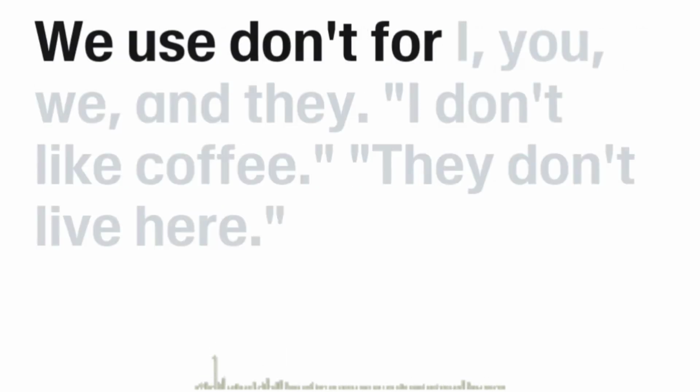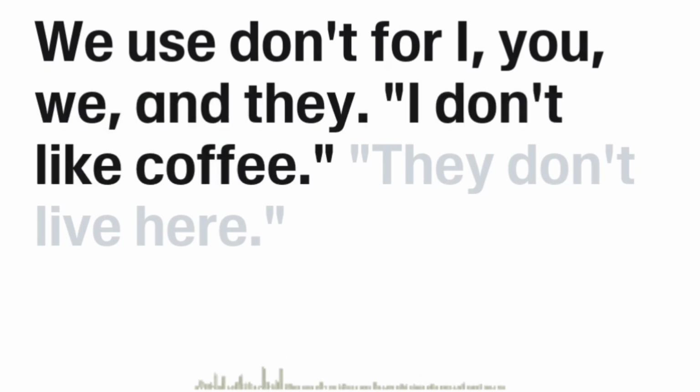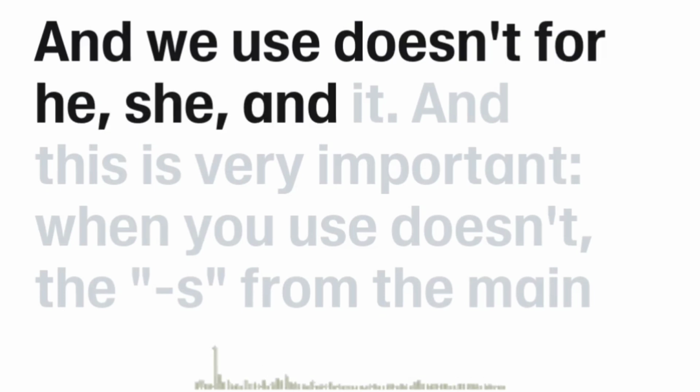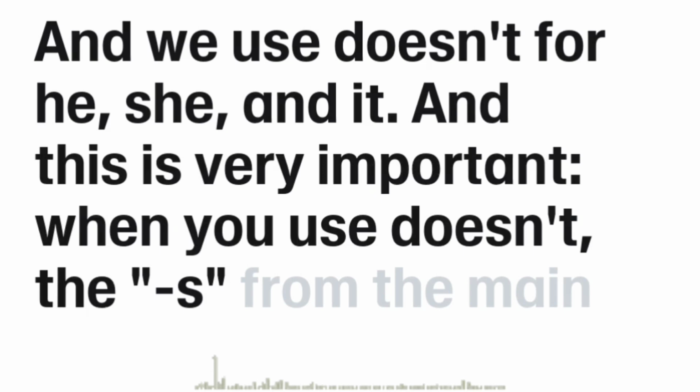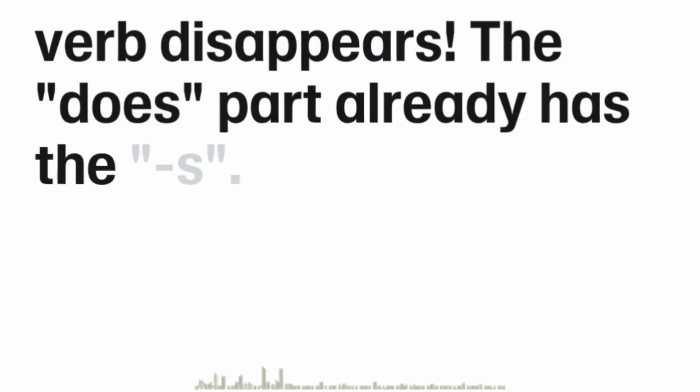We use don't for I, you, we, and they. I don't like coffee. They don't live here. And we use doesn't for he, she, and it. And this is very important. When you use doesn't, the S from the main verb disappears. The does part already has the S.